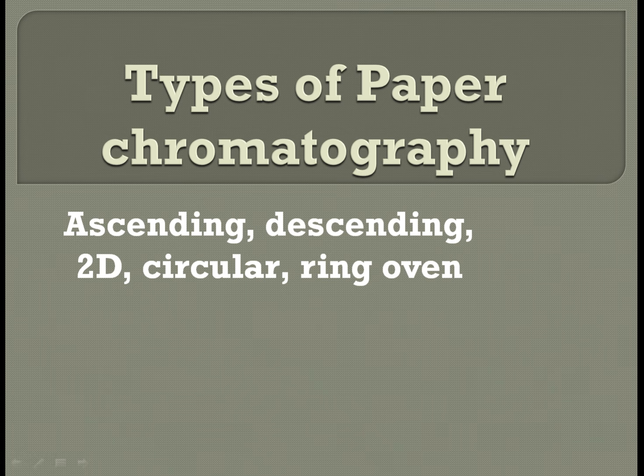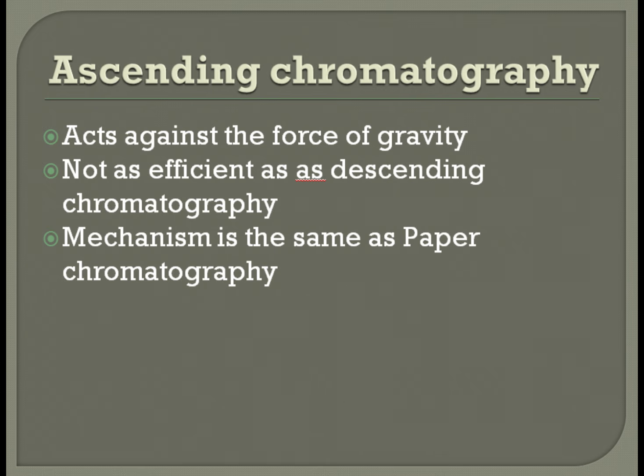The second type is descending paper chromatography. Here the solvent moves downward with the help of gravity. The third type is two-dimensional or 2D chromatography. The fourth is circular chromatography, and the fifth and the last one is ring oven chromatography. Now we will discuss each type in detail one by one.